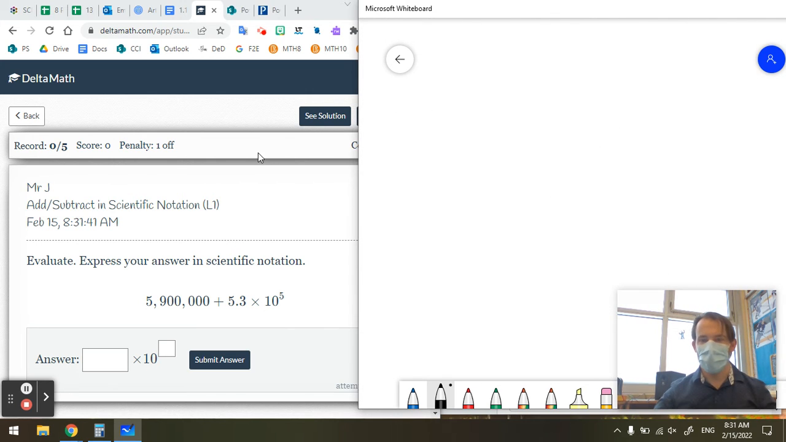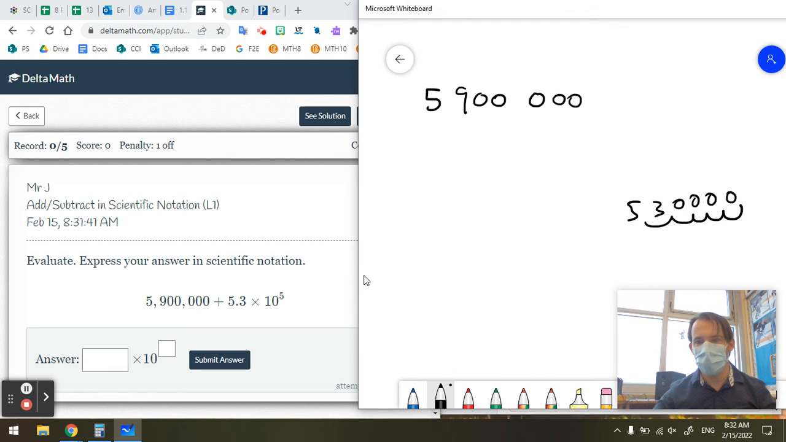So if I have $5,900,000 and then I lose 5.3 times 10 to the 5, I need to move the decimal place over a few times. Let's do that. 5, 3, I've moved it once, twice, 3, 4, 5. So I'll have 0, 0, 0, 0. Okay, so there it is.